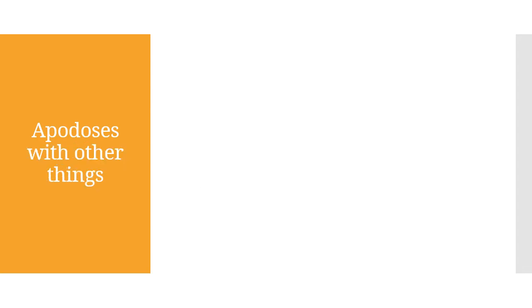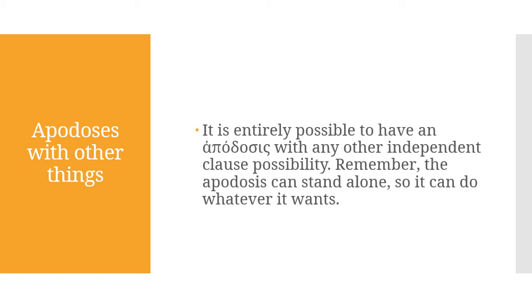Now, apodosis with other things. There are other options. It is entirely possible to have an apodosis with any other independent clause possibility. Why? Because it's an independent clause. Because it can stand alone, it can do whatever it wants. You can put in an imperative. You can put in an impersonal construction. You can put in anything that works by itself.